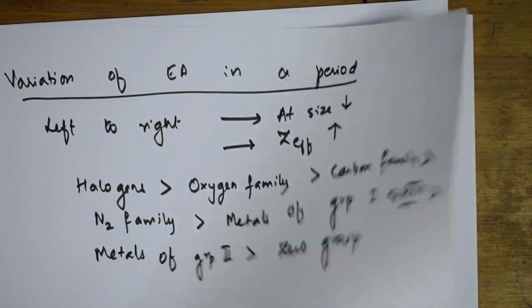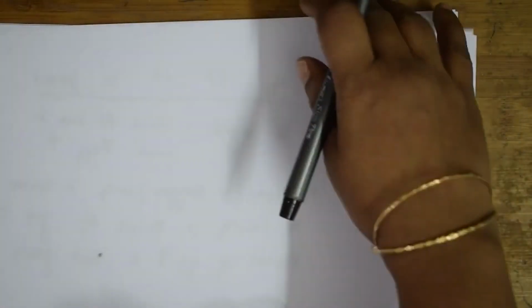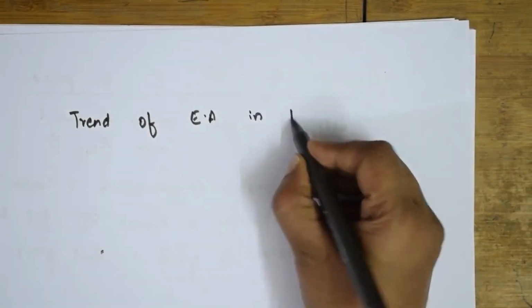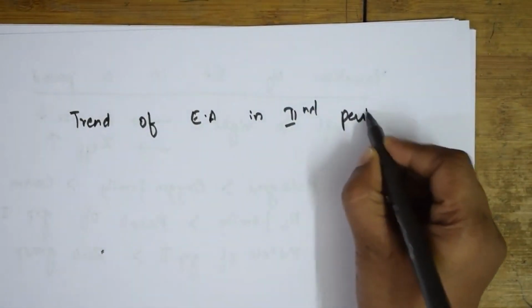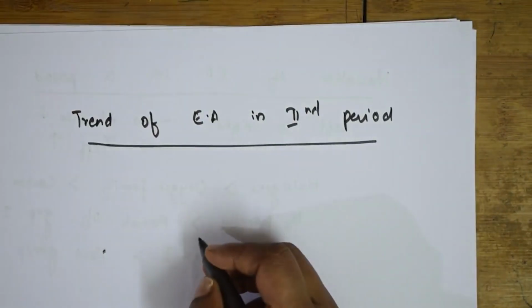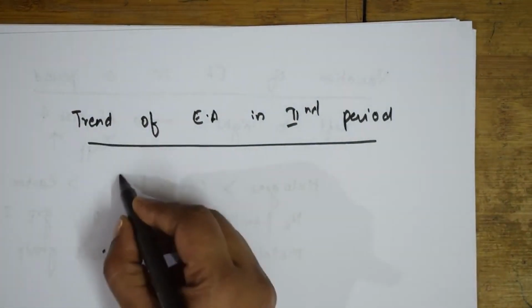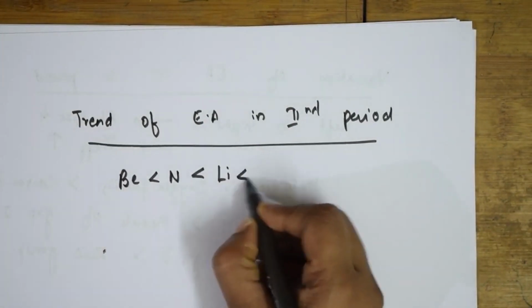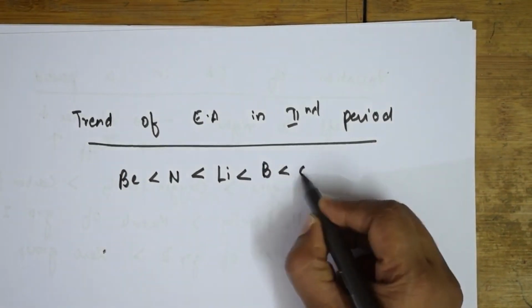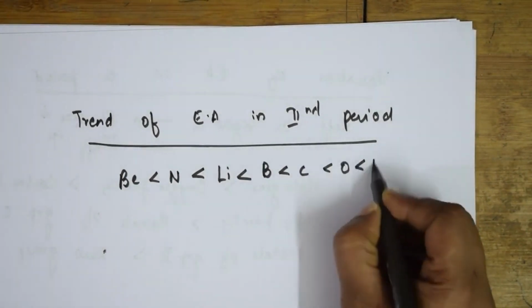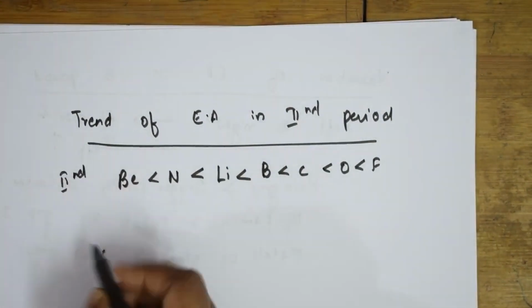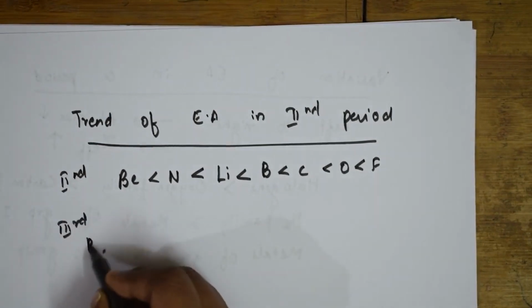Suppose I take the electron affinity trend in the second period. When I take the second period, what are the elements? Basically beryllium will be less than nitrogen, less than lithium, less than boron, less than carbon, less than oxygen, less than fluorine. This is your second period. Now let's see the third period.